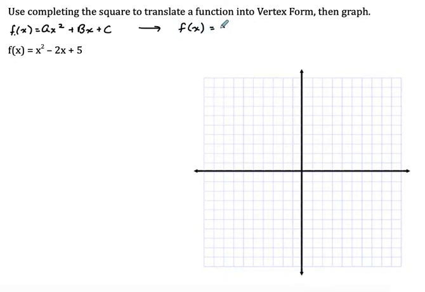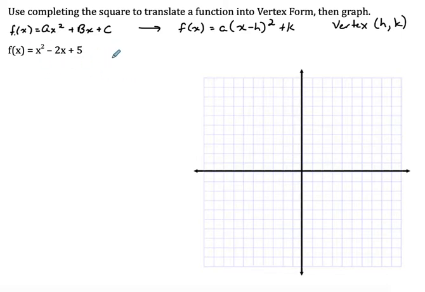into vertex form, in which f of x is equal to a times (x minus h) squared, notice there's a perfect square here, plus k. The reason we want to do that is that in vertex form, the vertex is relatively easy to see because it is the point (h, k). So this gives us a nice way to graph a parabola.